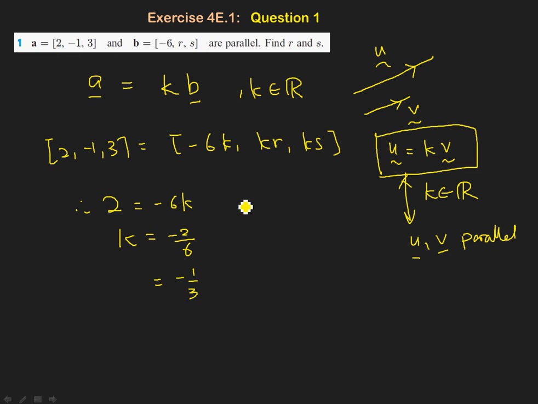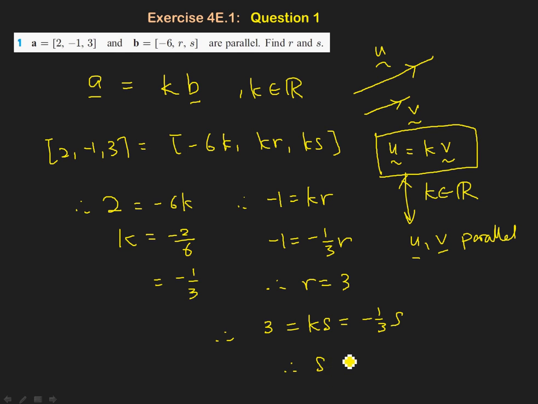-1/3. And therefore, comparing the second component, you have -1 equivalent to kr. We now know what k is, -1 equals -1/3 r, and therefore r is 3. And using similar reasoning, 3 equals -1/3 s, then we have s equivalent to -9, right?